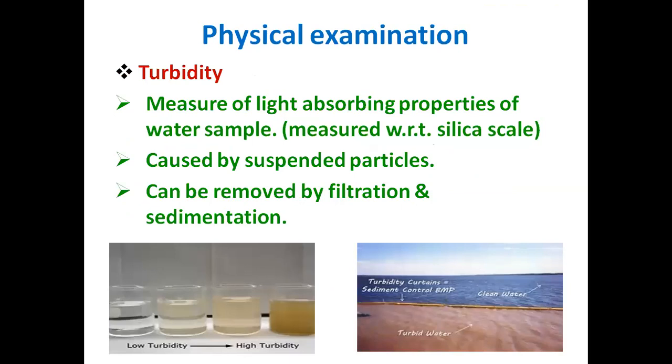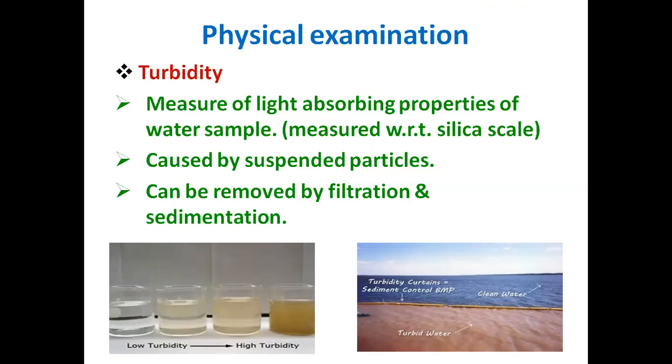Next, the physical examination or impurity parameter, that is turbidity. As I said earlier, during monsoon we can see the water is more turbid because of dissolved suspended solids. Turbidity is the measure of light absorbing properties of a water sample. So if the water absorbs most of the light, we can say the water is highly turbid, right? It is measured with respect to the silica scale.